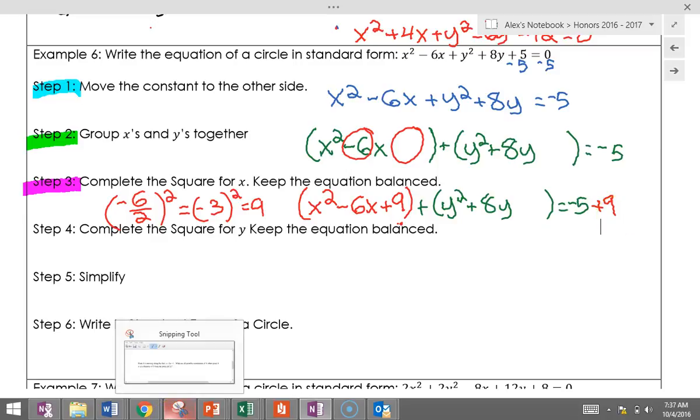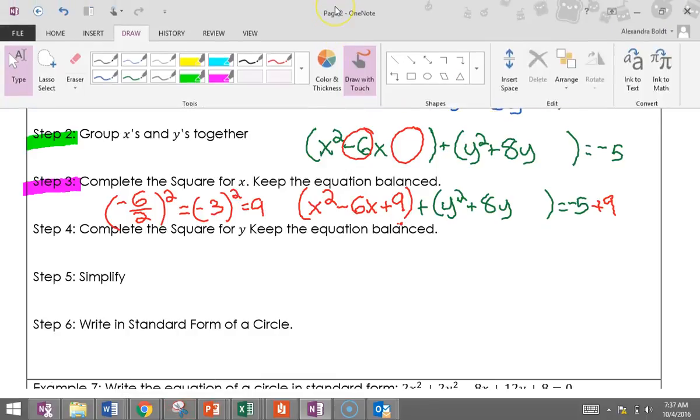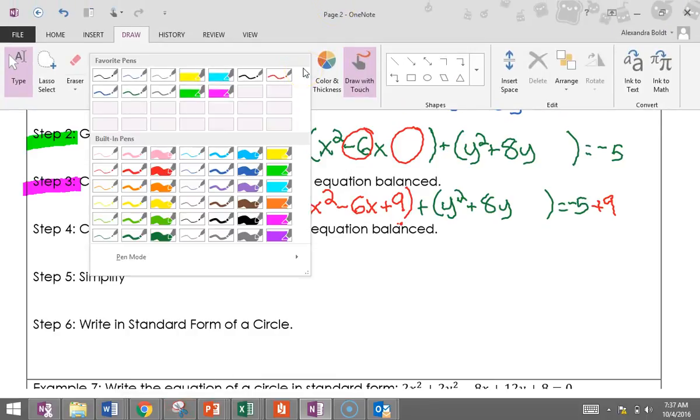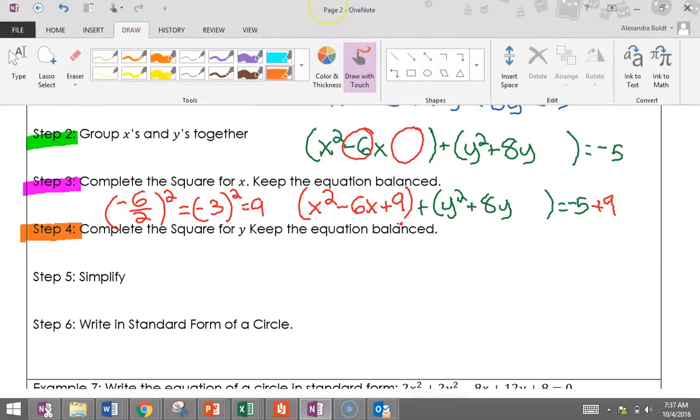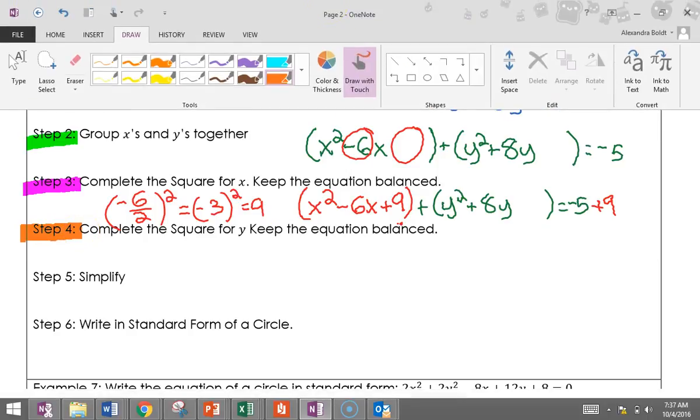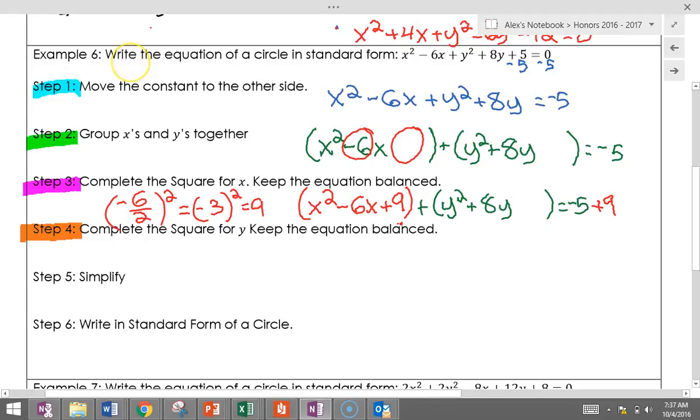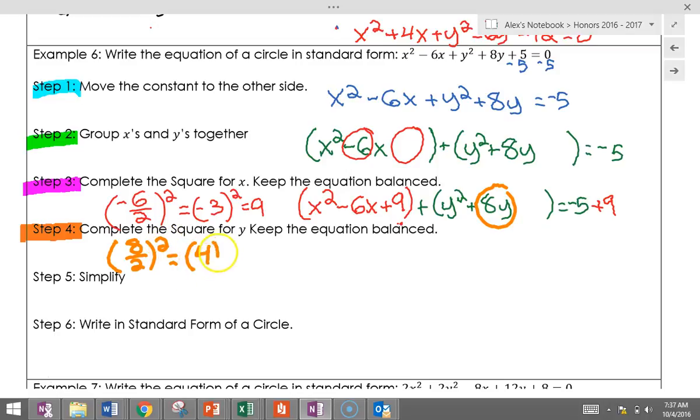Alright, we did our x's, now I need to do the same thing for y. So my fourth step is complete the square for y. It's going to be using that 8 there. So it's the same type of thing. 8 over 2, squared, which is 4 squared, which is 16.